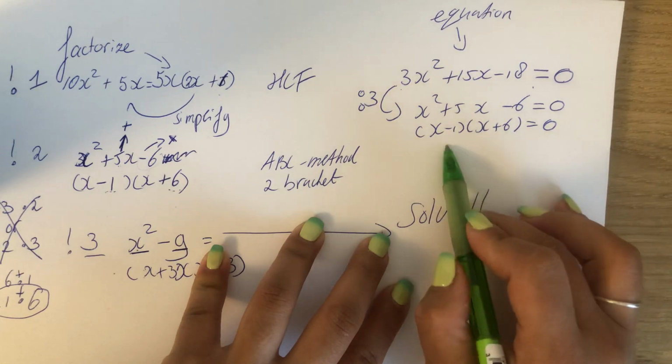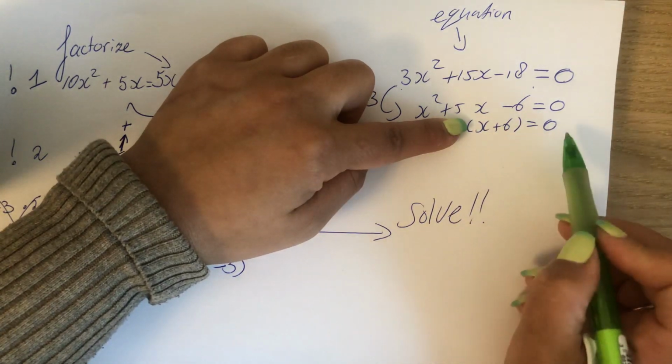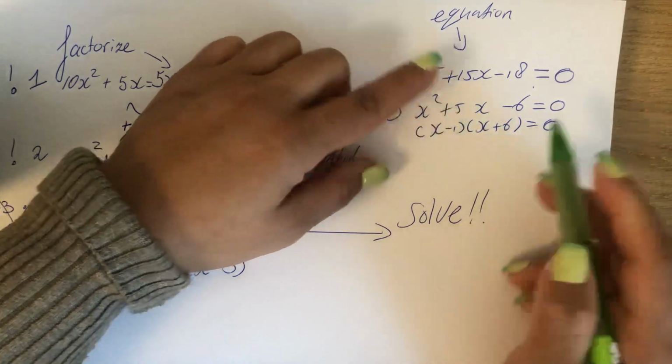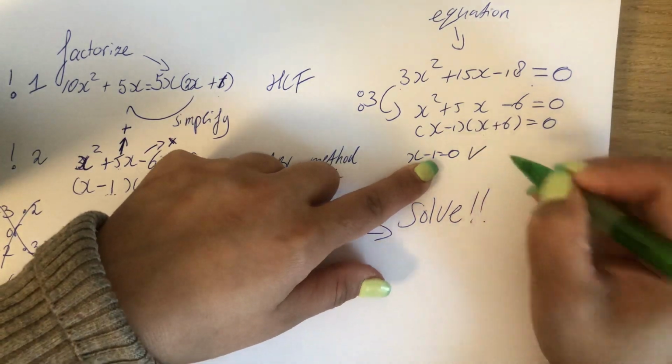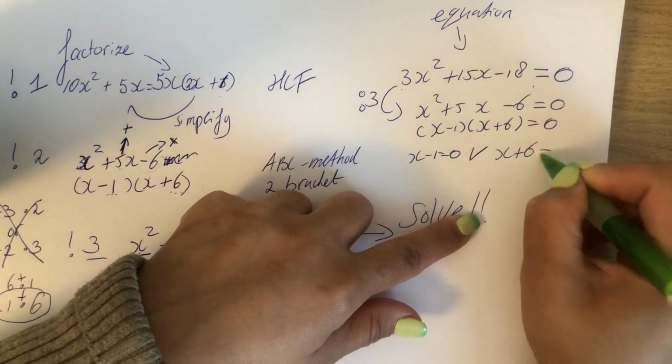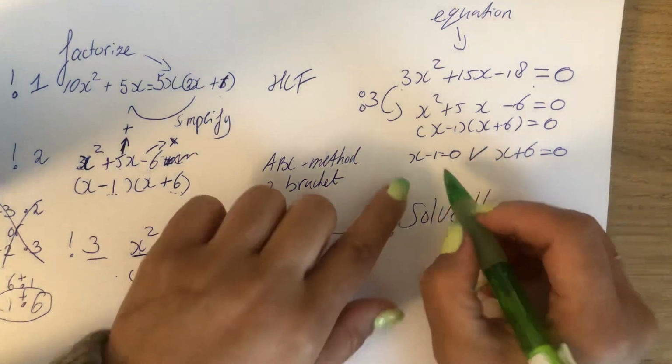And then here it comes. If this part is 0, we're good, because then we get 0. It doesn't matter what x over here will be. So if x minus 1 is 0, or if the x plus 6 is 0. This is the balance method, back to previous year.